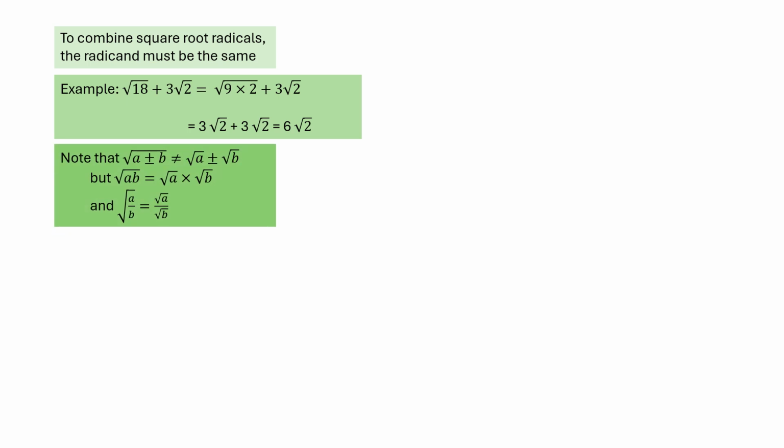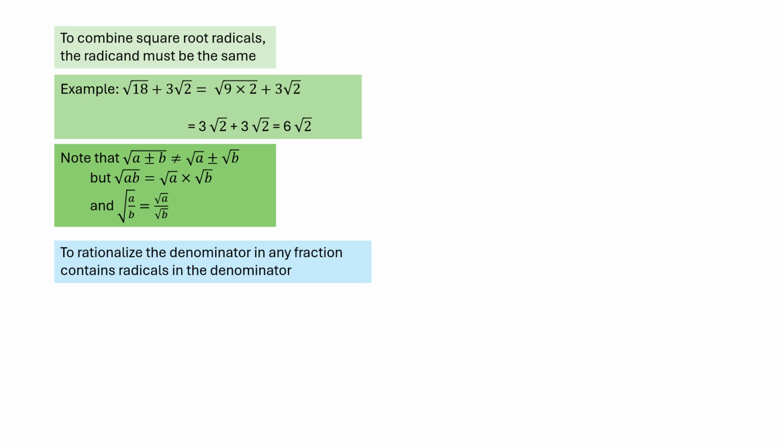And note that you can't distribute the radical sign over plus or minus. So rad of a plus or minus b is not equal to rad a plus or minus rad b. But rad ab, you can convert into rad a times rad b. And also in division, you can split the rad in numerator and denominator. So rad of a over b equals rad a over rad b.